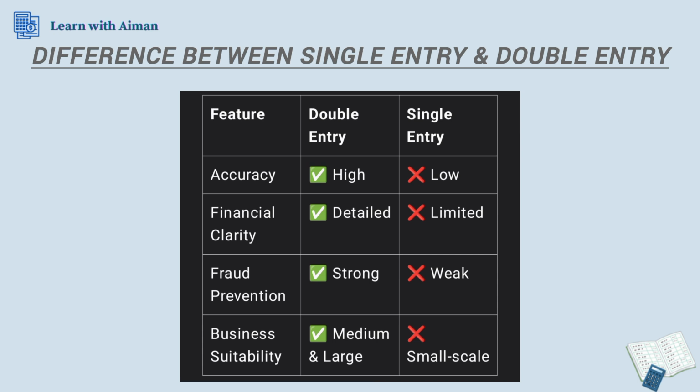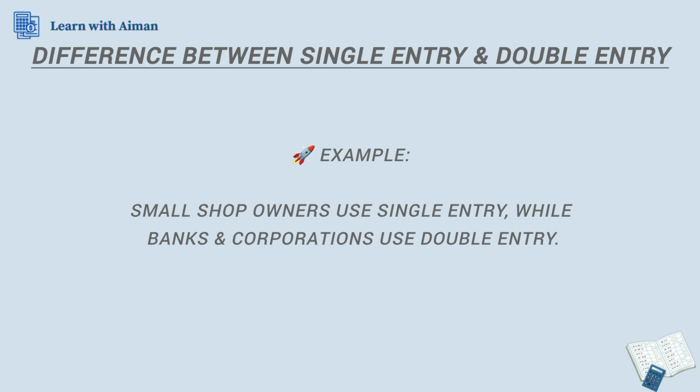A double entry system is very stable and is used for medium and large size businesses, while single entry system is suited for small scale or very small businesses. Small shop owners use single entry, while banks and corporations use double entry system.